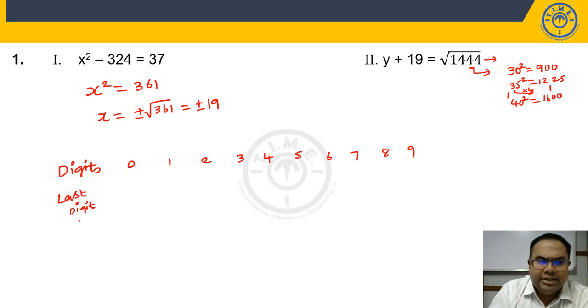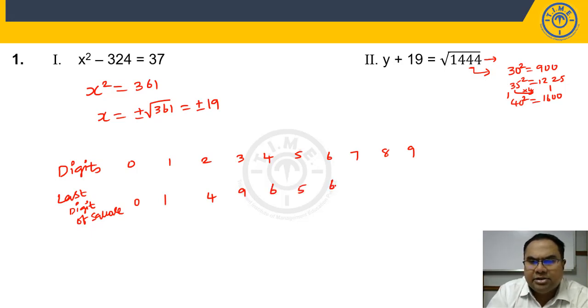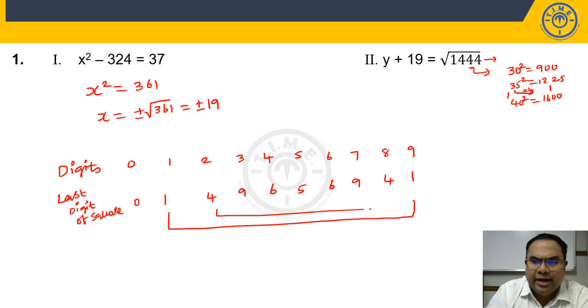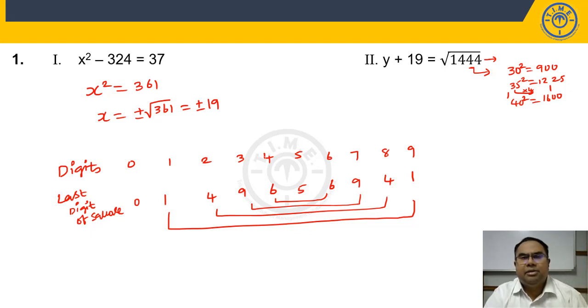When I am squaring these digits, what is the last digit? 0 squared is 0, 1 squared is 1, 2 squared is 4, 3 squared is 9, 4 squared is 16, 5 squared is 25, 6 squared is 36, 7 squared is 49, 8 squared is 64, 9 squared is 81. The last digit of 1 squared and 9 squared is the same, 2 squared and 8 squared is the same, 3 squared and 7 squared is the same, 4 squared and 6 squared is the same. The last digit of 5 squared will always be 5 and 0 will always be 0.